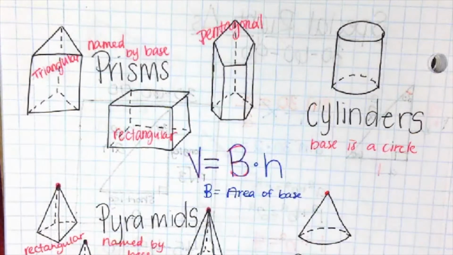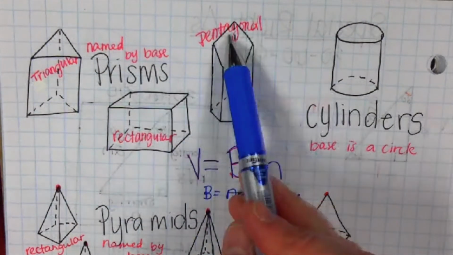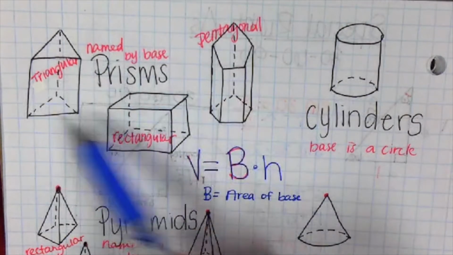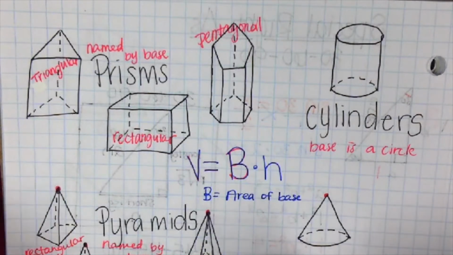That's why we had to review area before. Of course, you don't know how to find the area of a pentagon yet. We will be covering that soon. But for anything else, it's always area of the base times the height.